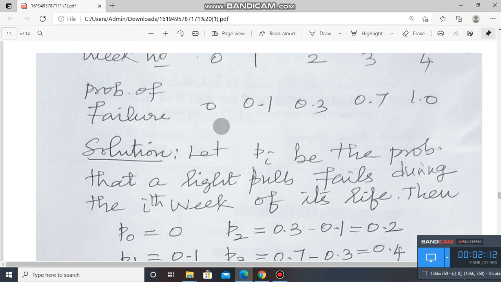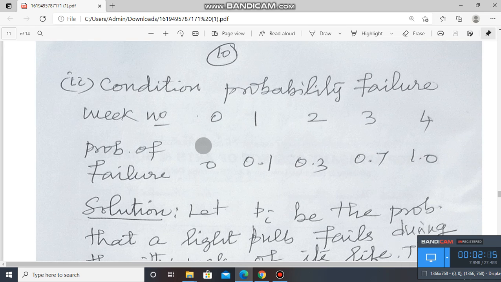Now let us find the individual probability of failure for each week. Here the cumulative probabilities of failure are given. From 0 to 1 week, 0.1 probability. From the first week to the second week, 0.3 is the failure probability. From the second week to the third week the failure probability is 0.7, and from the third week to the fourth week the probability is 1. So the summation of all these probabilities becomes 1.